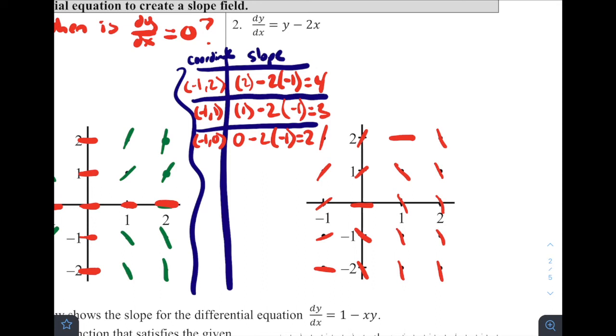Sometimes, at the beginning, as people are learning how to do this, it might be helpful for you to fill out your table so that you're being systematic, plugging into your equation and finding those slopes as you go along.